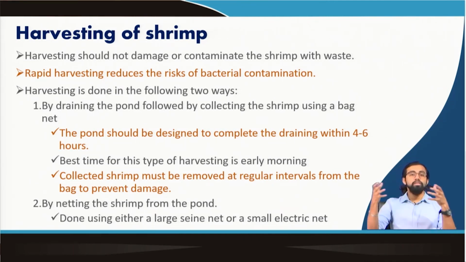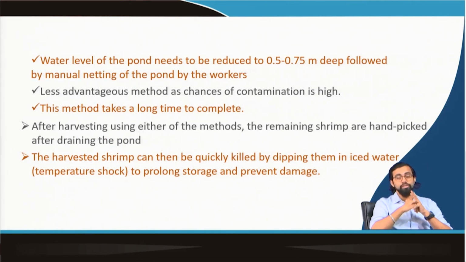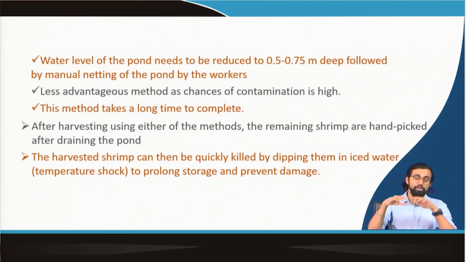Another method is by netting the stream from the pond. In general, we do it for the extensive systems, because in extensive systems we do not want to collect all the culture species at the same go. In that kind of case, it is better to use a large seine net or a small electric net to collect the streams from the pond. In case of this netting, the water level of the pond needs to be reduced to at least 0.5 to 0.75 meter deep.